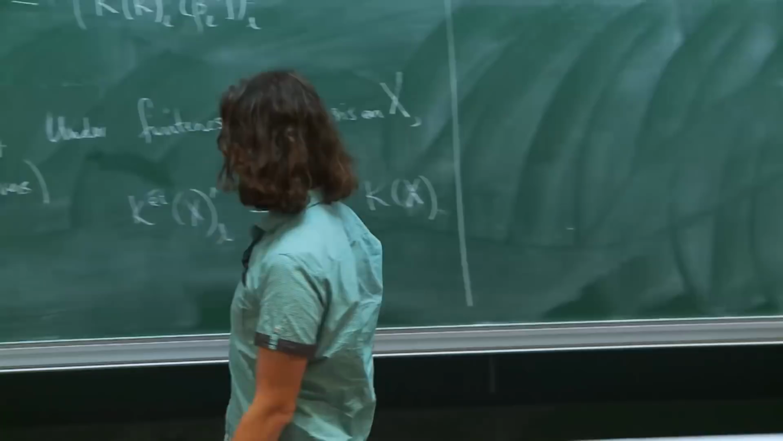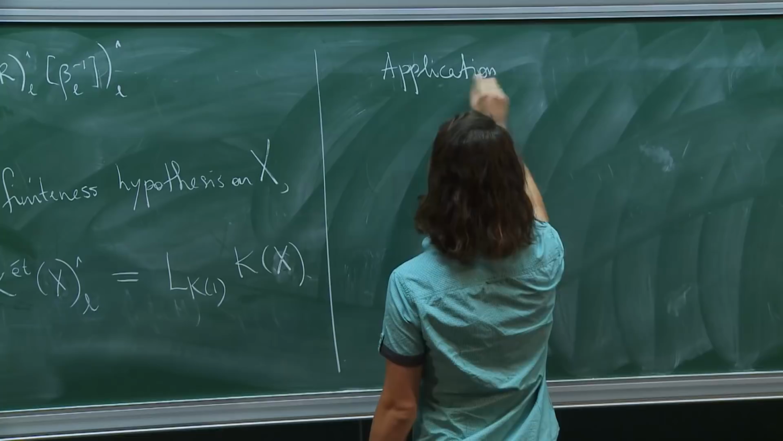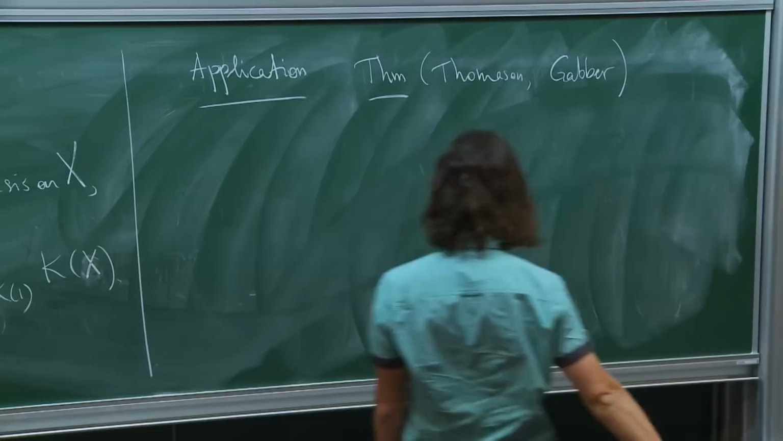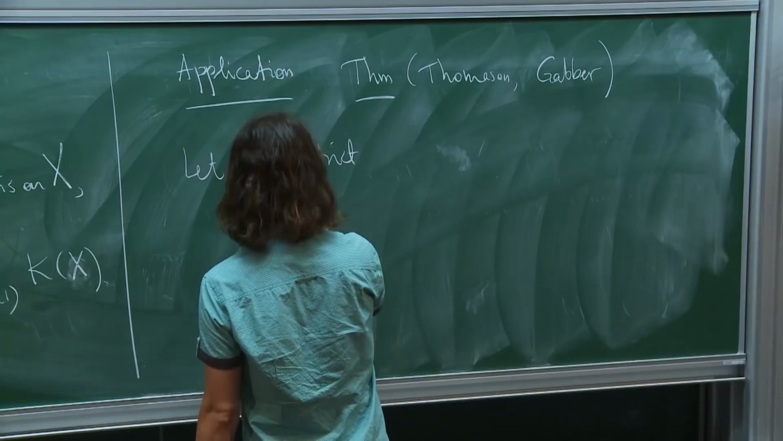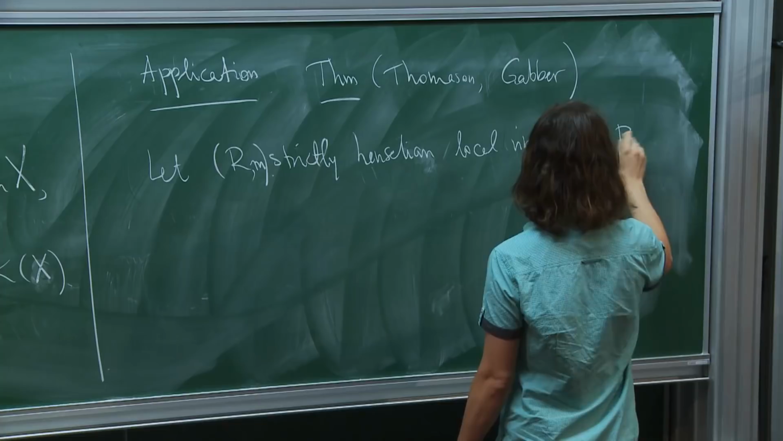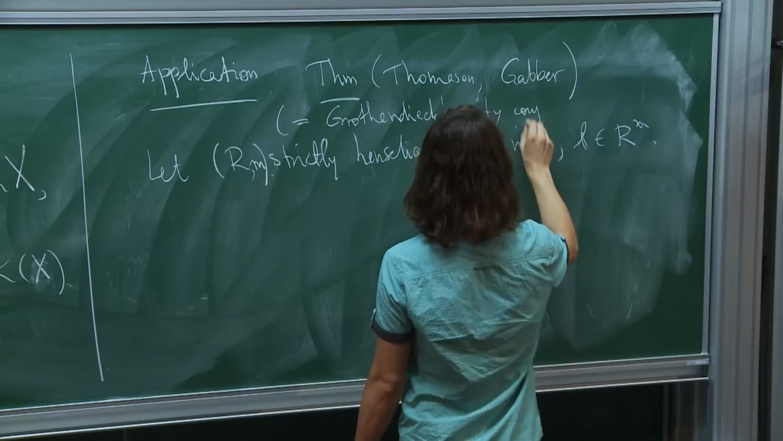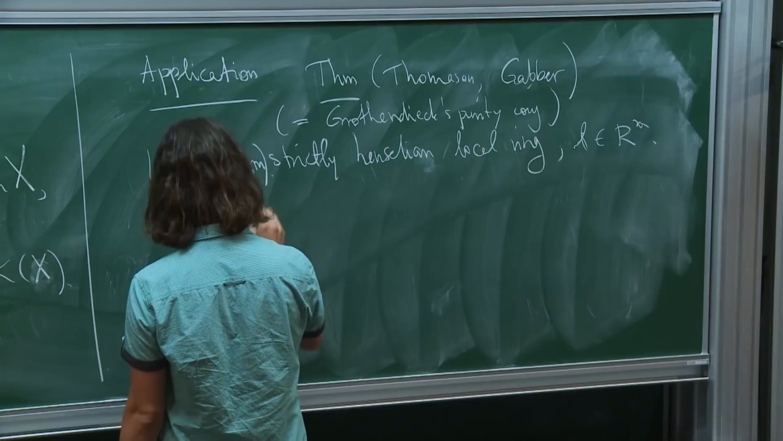Okay, and so this had an application. So there is the following theorem of Thomason, and then proved by Gabber, where again in the strictly Henselian local case, so let R be a strictly Henselian local ring, with l invertible. This theorem is what was known as Grothendieck's purity conjecture in étale cohomology.